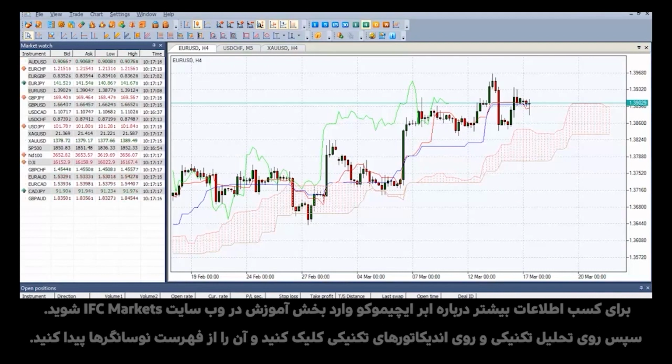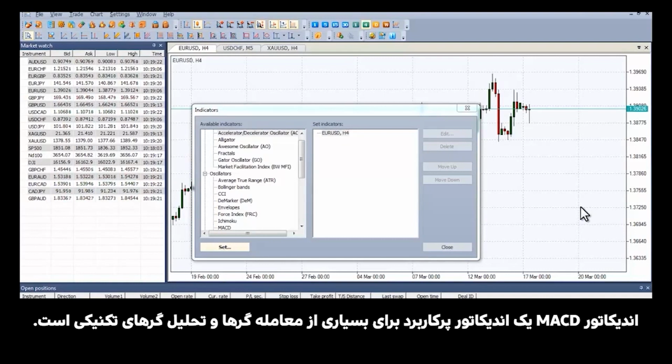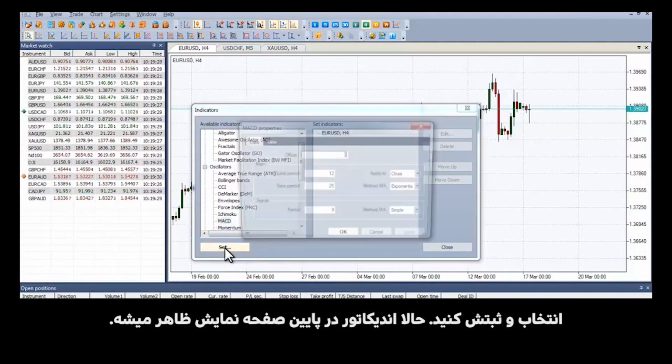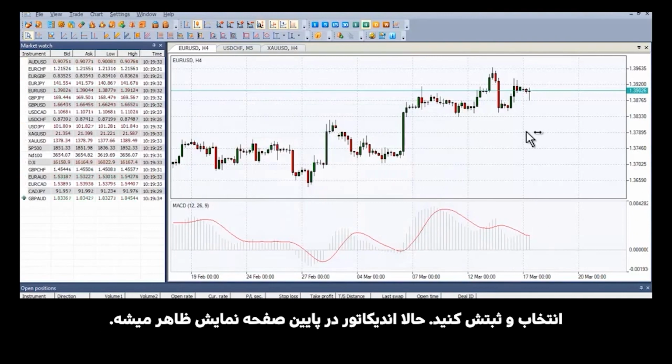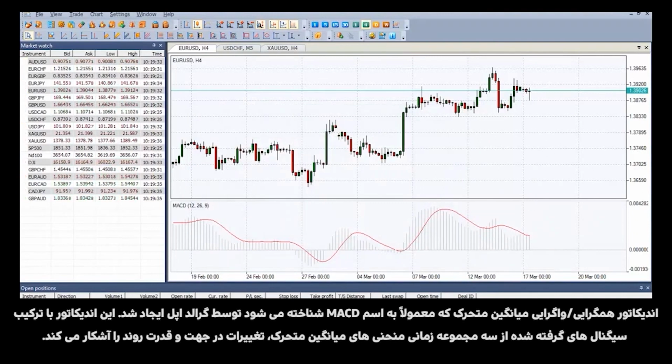For more information about the Ichimoku Cloud, go to IFC Markets, Education, Technical Analysis, Technical Indicators, and find it in the Oscillators list. Another popular indicator used by many traders and technical analysts is called the MACD. Select it from the list, click Set, and OK, and here it appears at the bottom of the screen. The Moving Average Convergence-Divergence Oscillator, commonly referred to as the MACD, is an indicator developed by Gerald Appel, which is designed to reveal changes in the direction and strength of the trend by combining signals from 3 time series of moving average curves.